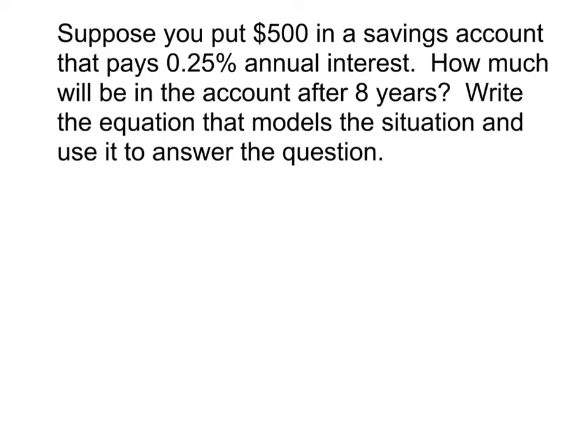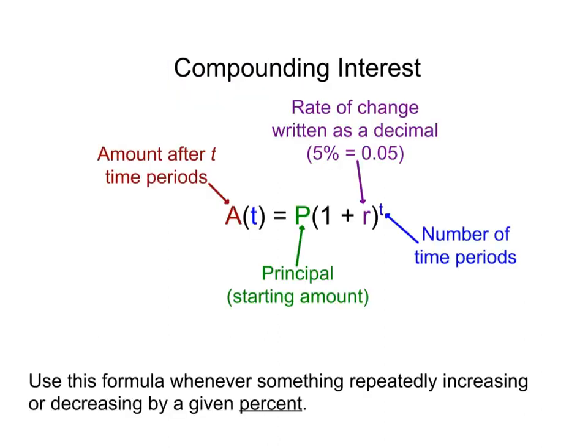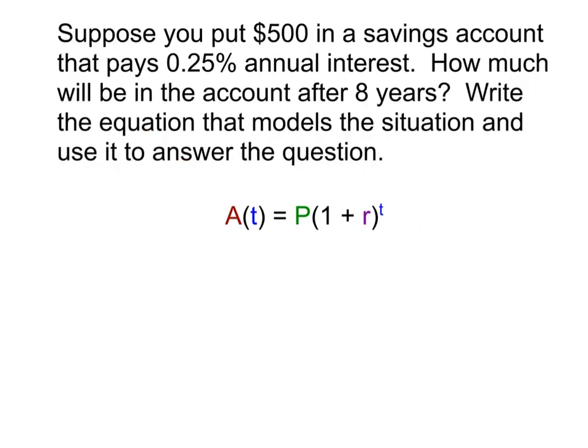All right, now what tells us how to approach this is the fact that the value is changing by a given percent every single year. Because of that, we can know that we're going to be using the compounding interest equation. And so in using this equation then, about the only thing that will tend to throw people off usually is this right here, the rate.